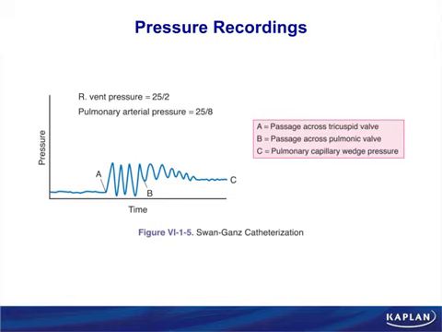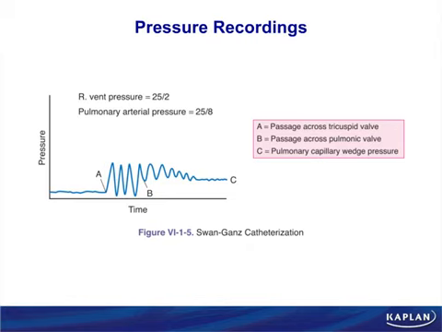Now, we can't see where the catheter is going, so we have to know hemodynamics in order to know where the catheter is. So we're going to put it in a vein. We'll be on the venous side. So if we look at the graph, we have pressure on the Y axis, time on the X axis. Initially, pressure is pretty low, and there's not much pulsation.